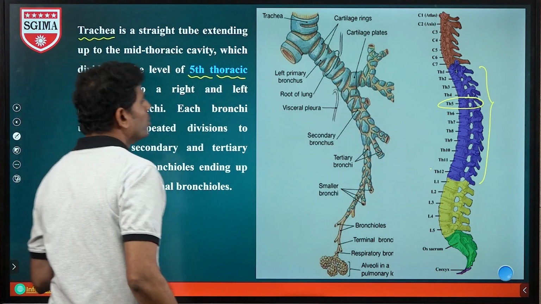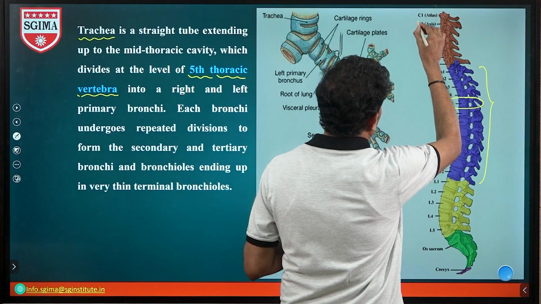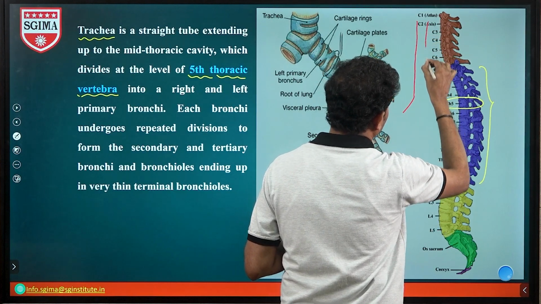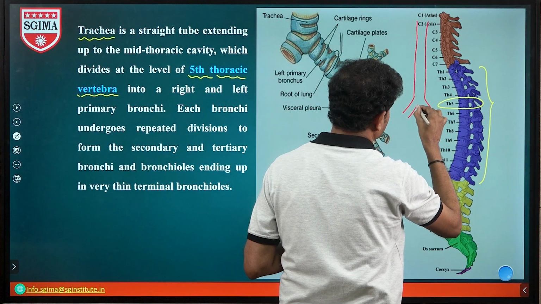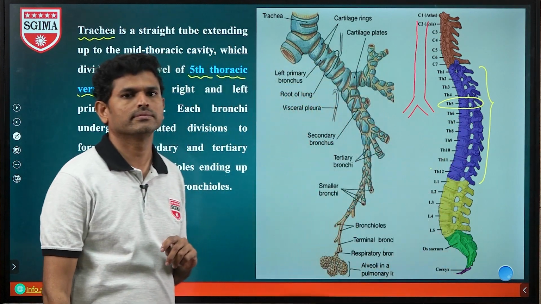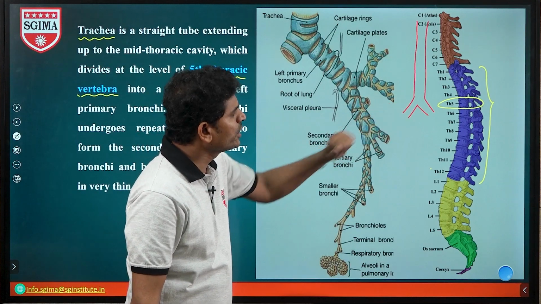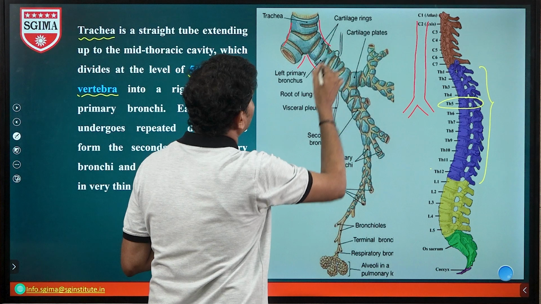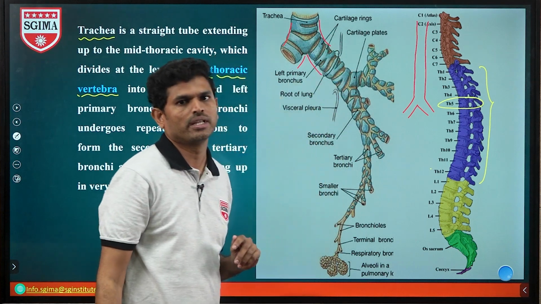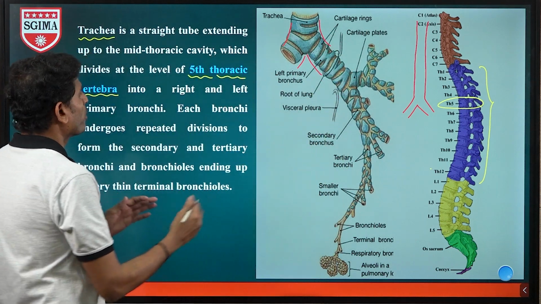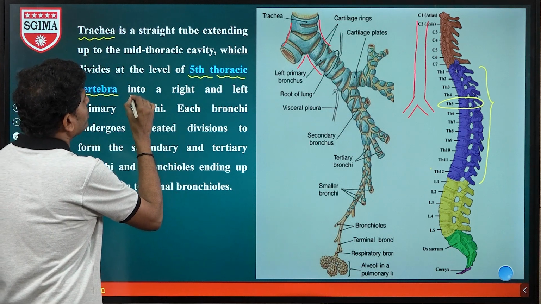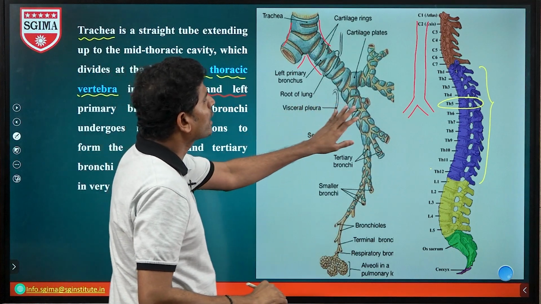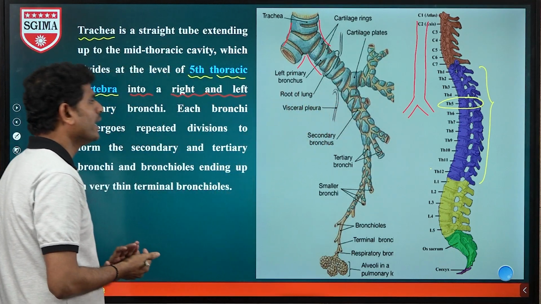The trachea divides into two branches. The trachea travels from here, and at exactly this level it divides into two branches. Those two branches are called bronchi. These two enter the right and left lungs.